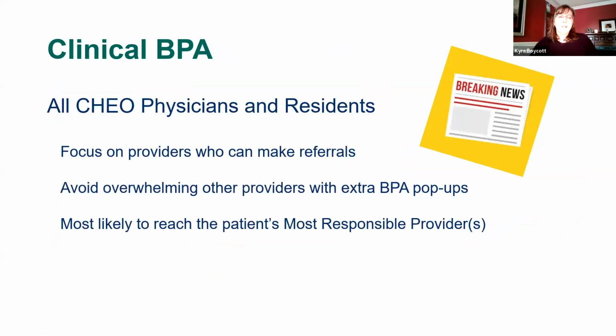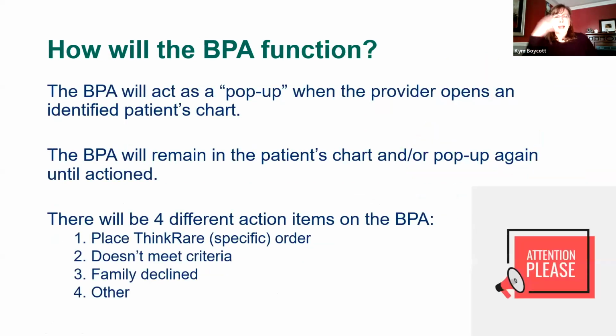So we decided that we would only display it to physicians and residents, the providers that can actually make the referral. And we didn't want all the other allied health getting extra BPA pop-ups. This way we felt it was most likely to reach the patient's most responsible provider. It will act as a pop-up, and there'll be 4 different action items we thought one could take. You could place a ThinkRare referral, you could indicate doesn't meet clinical criteria, or indicate that the family declined, and there was an other box.